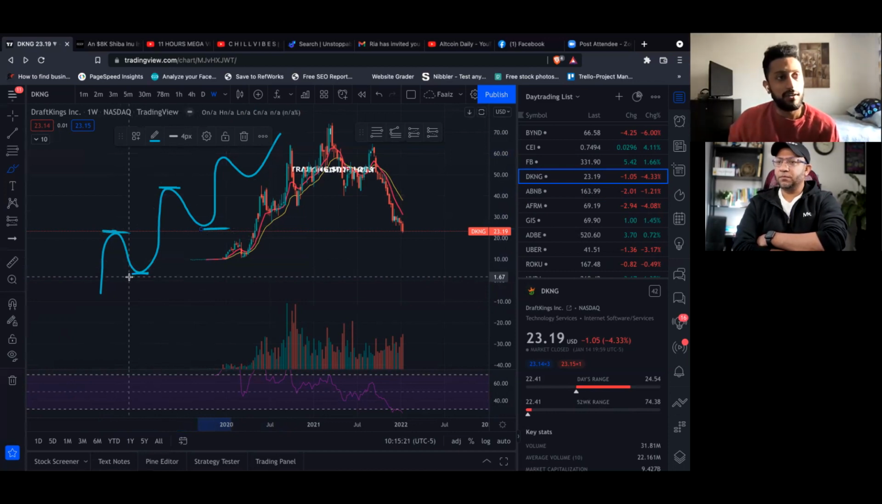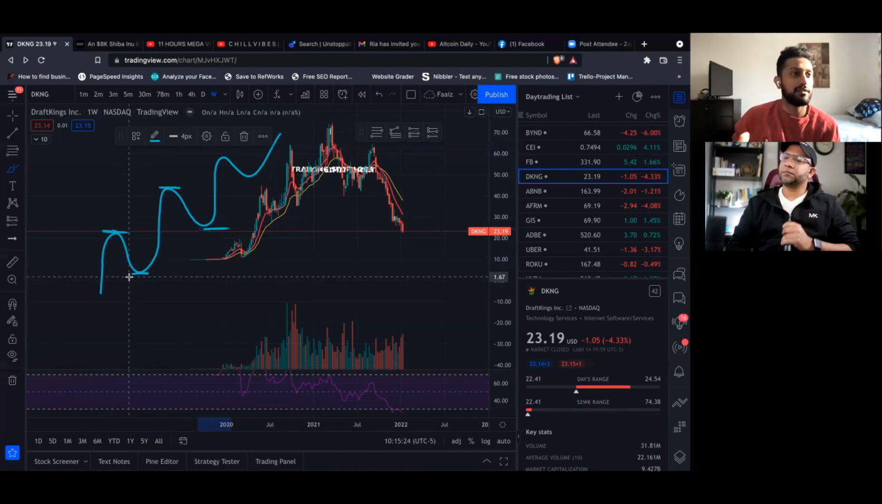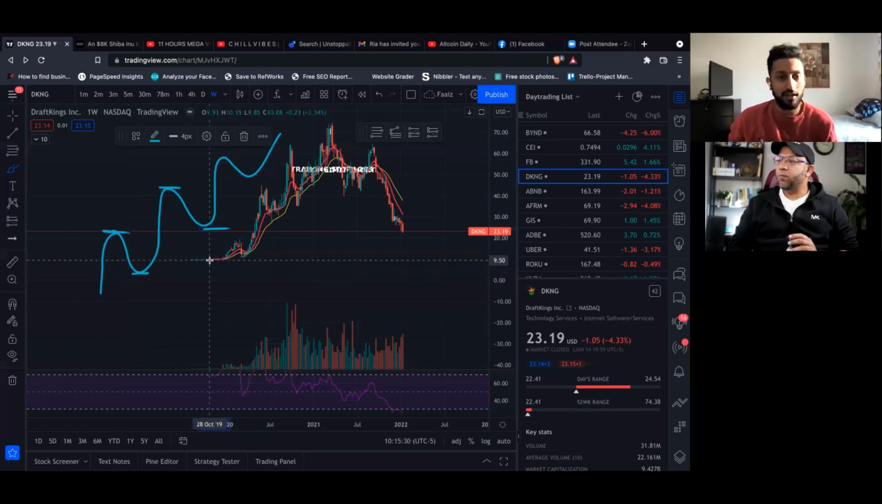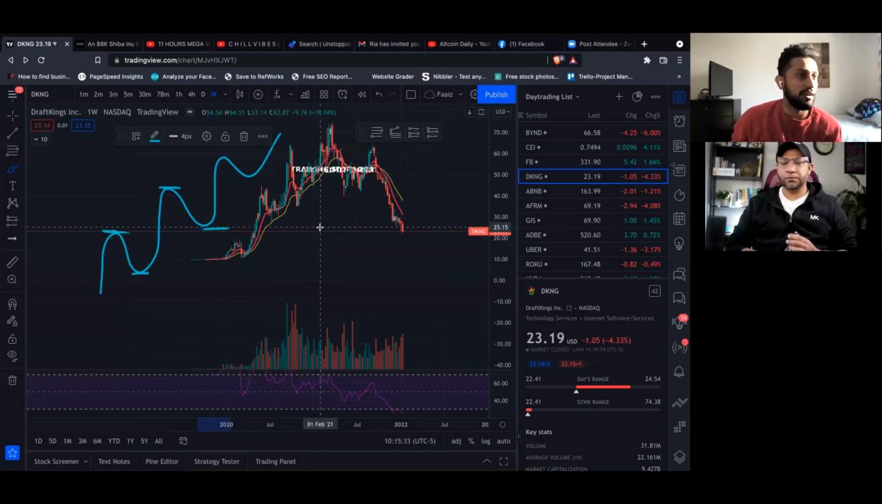So anything that's in an uptrend will make higher highs and higher lows. That's the easiest way to identify if something is on an uptrend. And we're going to go look at stocks and cryptos that are in an uptrend, in a downtrend, and then there's sideways trend as well.